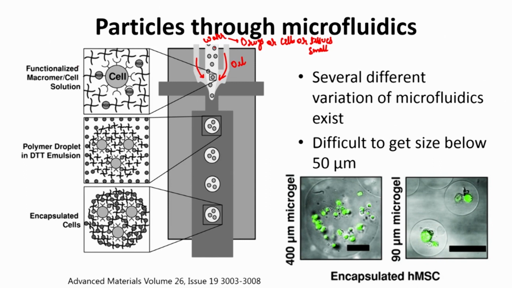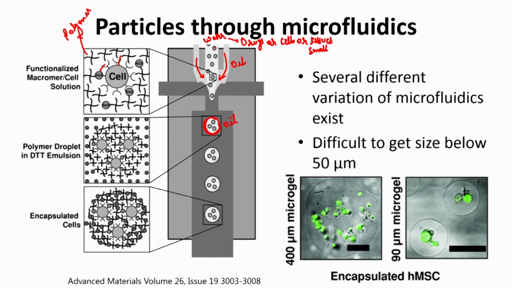And so, if you zoom in here, what you see is you have these polymer chains containing either the cell or the drug, and then you come in with the oil phase with some surfactant. What will happen is this will pinch off as a droplet. So, essentially a very similar concept to the double emulsion, this is also an emulsion, but with single droplets at a time.